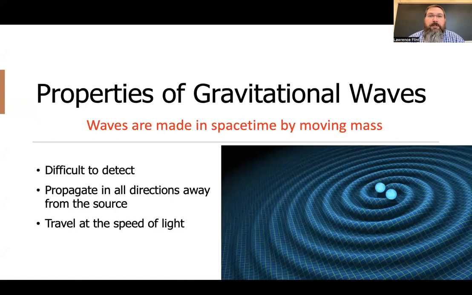So if you have maybe two neutron stars in orbit around each other, or two black holes in orbit around each other, as they orbit, these waves will propagate out from the location of the objects, and those waves should travel at the speed of light away from the source, making the fabric of space and time change as the waves propagate out.